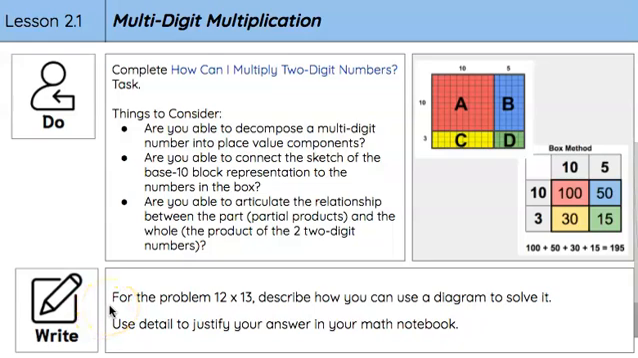Finally, move on to the right section of your learning plan. For the problem 12 times 13, describe how you could use a diagram to solve it. And you could actually use the diagram and solve it, but make sure you use words and detail to justify your answer in your math notebook. Please show all of your work and bring all of this to the next time that you meet with your teacher.